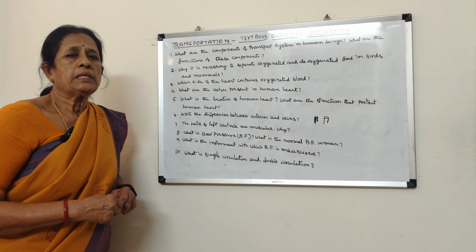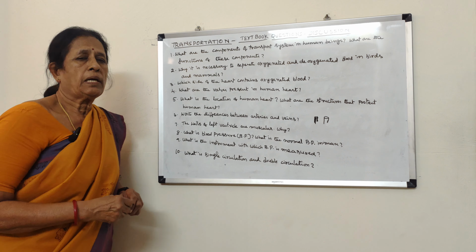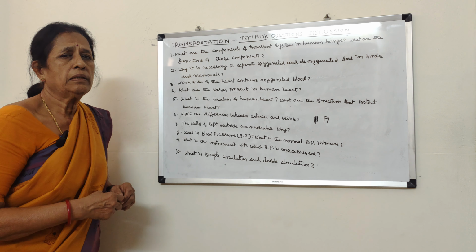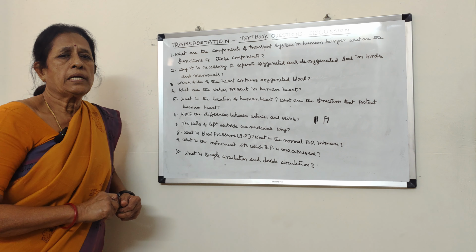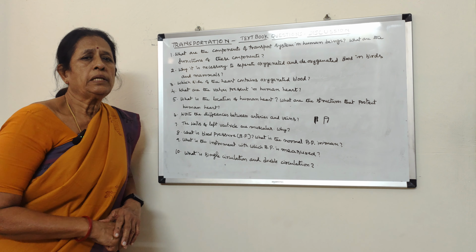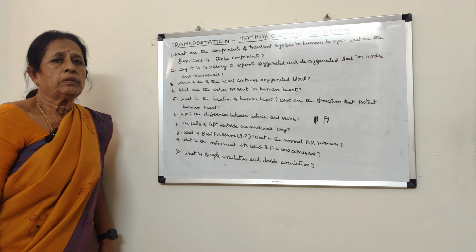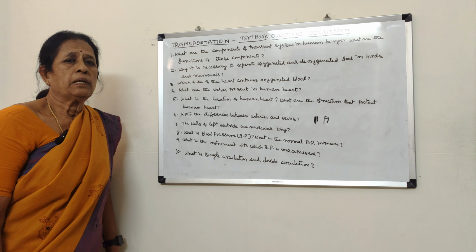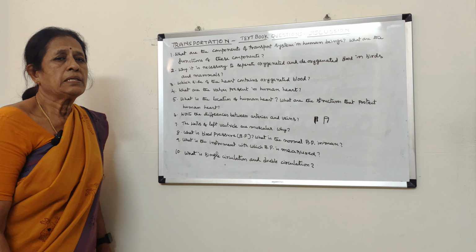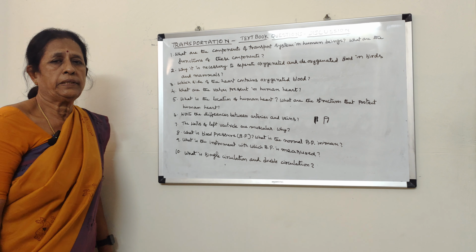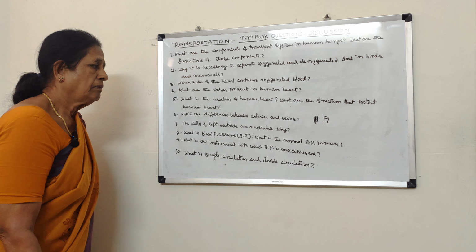Next, arteries end with the capillaries, and veins start with the capillaries. And next, all the arteries carry oxygenated blood, and all the veins carry deoxygenated blood. But the only exception: the pulmonary artery carries deoxygenated blood, and the pulmonary vein carries oxygenated blood. So these are the main differences between arteries and veins.